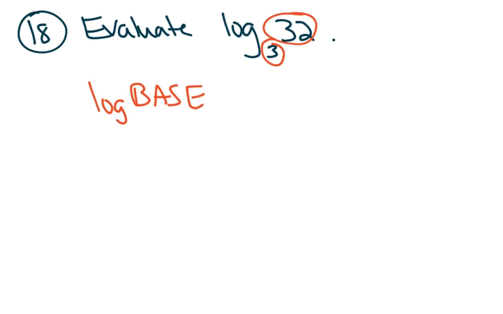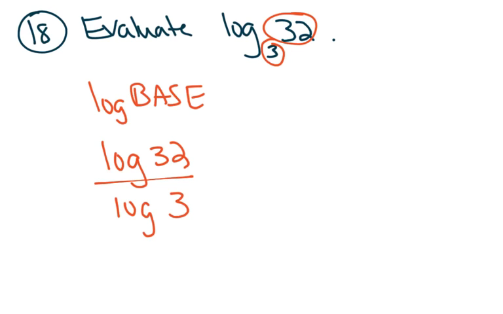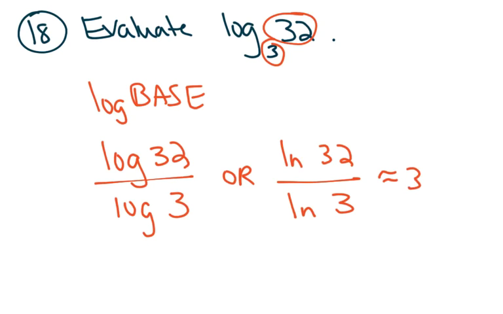If you don't have that function on your calculator, you can use the base change formula. The base change formula is log of 32 over log of 3. Because what we did was we changed the base to be base 10. Now you can plug that in your calculator. But base 10 is not the only log we can convert it to. We can also convert it to the natural logarithm. You will get the same answer if you do the natural log of 32 divided by the natural log of 3. Any of those 3 methods should result in 3.1546.